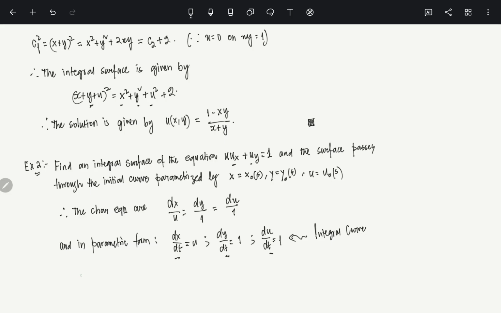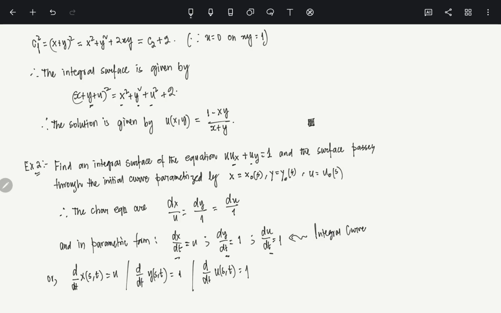So here, for the initial data, we should write d/dt of x(s,t), so x is a function of s and t, is going to be u. Or we can write it like this: d/dt of y(s,t) equals 1, and d/dt of u(s,t) equals 1.